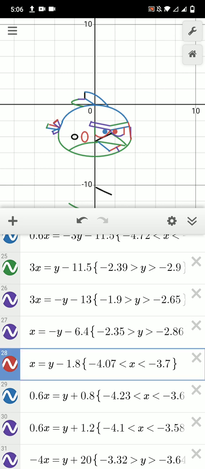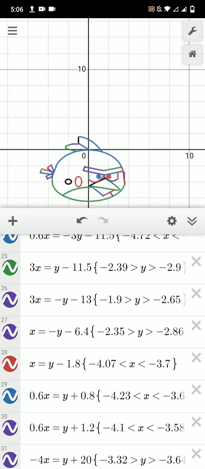Another part of his tail is this function, also a linear equation, which connects the two equations I have stated earlier. This function is x = y - 1.8, with the domain of x greater than -4.07 and less than -3.7.